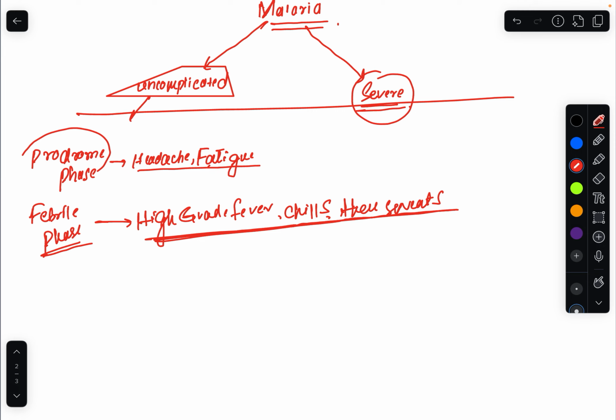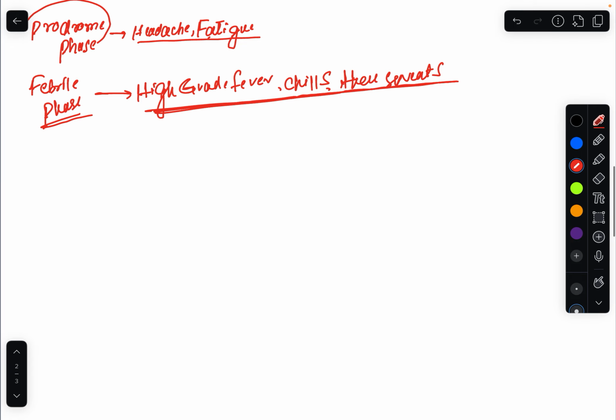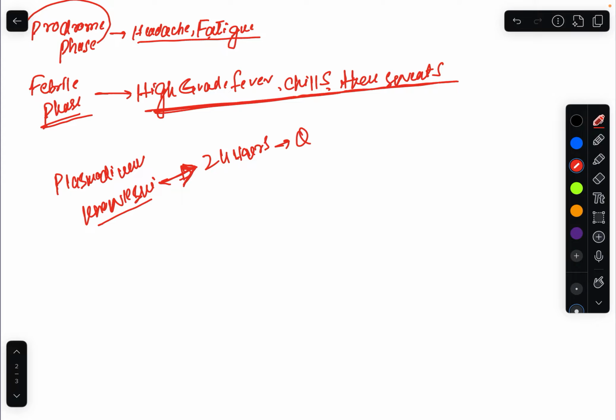Now, as I have told you previously, different types of plasmodium take different time periods to complete their asexual reproduction in the red blood cell. So the pattern of fever will also be different depending upon the plasmodium type. For example, if it's plasmodium knowlesi, then the fever spike or febrile episode will occur every 24 hours, and this is known as quotidian fever.